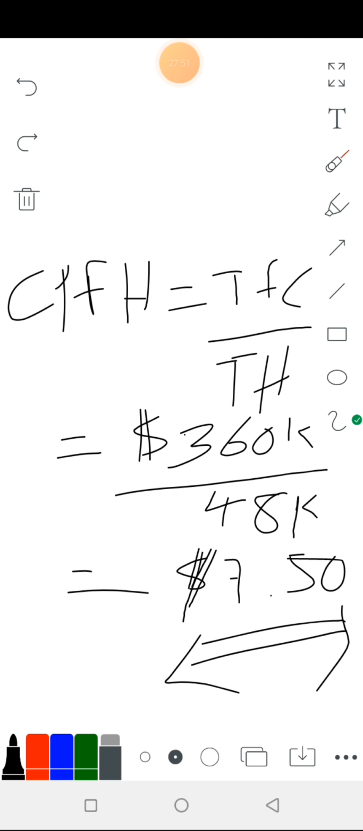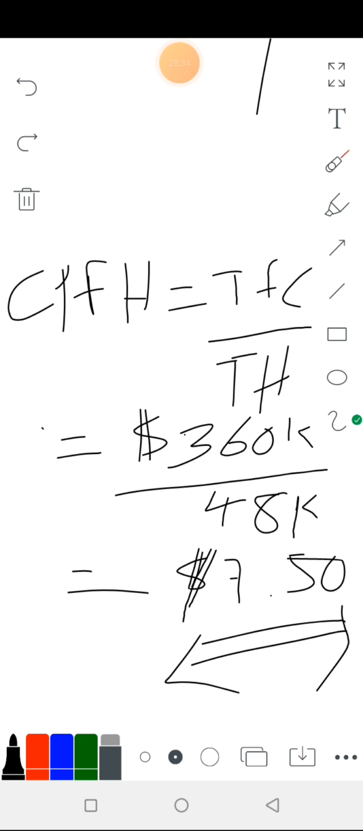So the cost per factory hour is $7.50. You need that figure. Now that we have the cost per factory hour, which is $7.50, let us now compute the throughput accounting ratio. And this is where you are going to see that, oh, that was a very important figure.